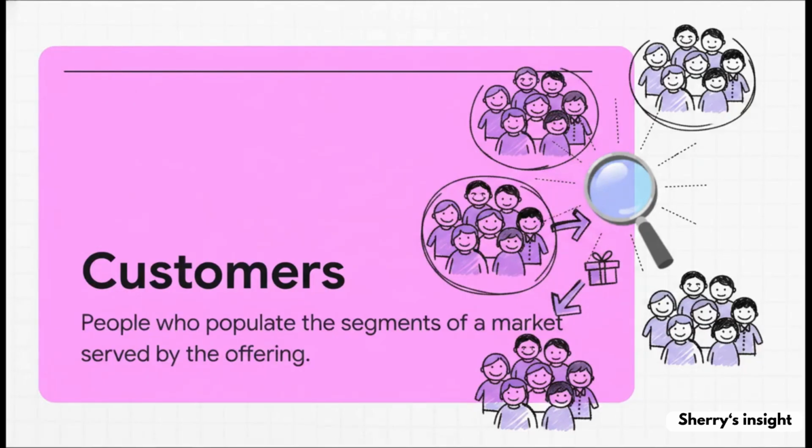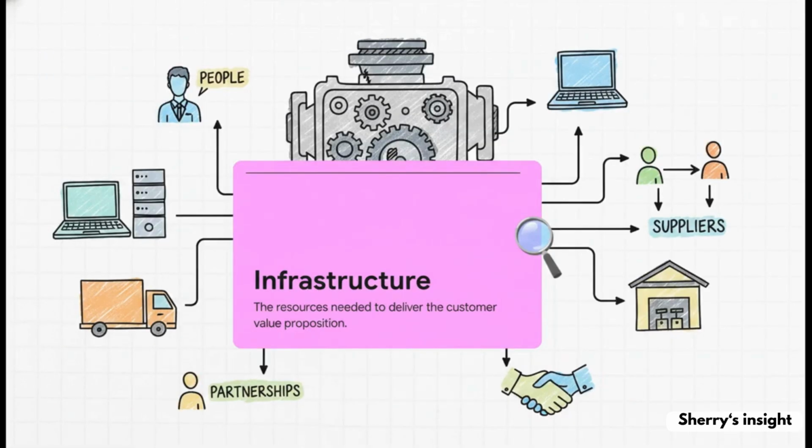The second component is your customers. If the offering is the gift, well, the customer is the intended recipient. A super common mistake here is thinking, oh, everyone will want my product. But as this framework strictly dictates, you cannot serve everyone. You have to intentionally choose a specific target segment of the market to receive your value. Because if you aren't crystal clear on exactly who your customer is, your entire model is just going to lose focus.